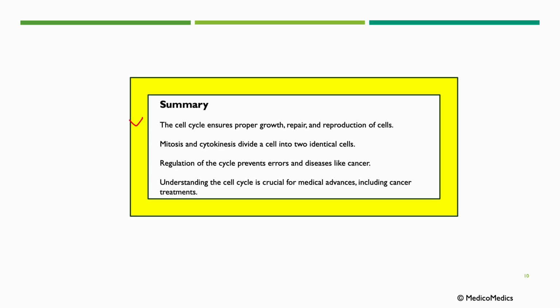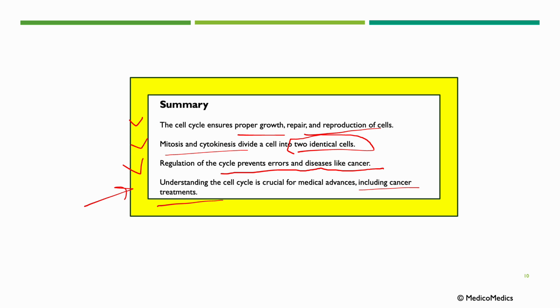So in summary then, the cell cycle ensures proper growth, repair, and reproduction of cells. Mitosis and cytokinesis divide a cell into two identical cells. Regulation of the cell cycle prevents errors and diseases like cancer. So understanding the cell cycle is crucial for medical advances, including cancer treatment.